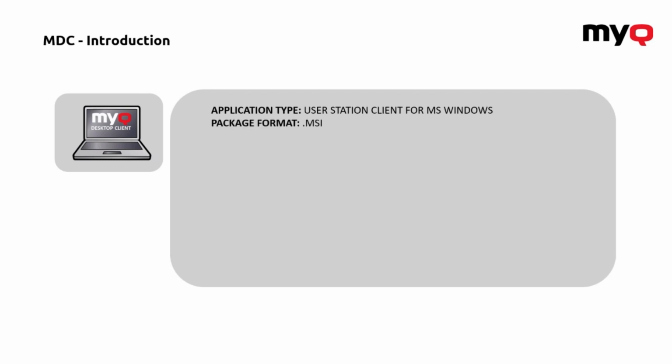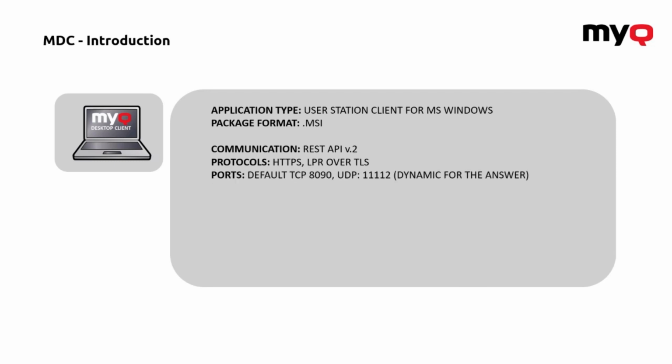Logically, it's an MSI package that can be installed easily. When it comes to communication, it uses the MyQ REST API version 2, and of course, the whole communication is secured using the HTTPS and LPR over TLS protocols for communication and job transfer. There are also a few ports you need. It uses standard TCP communication for communicating with the server. And of course, there is a heartbeat through UDP, which is needed only for the heartbeat between the client and the server.